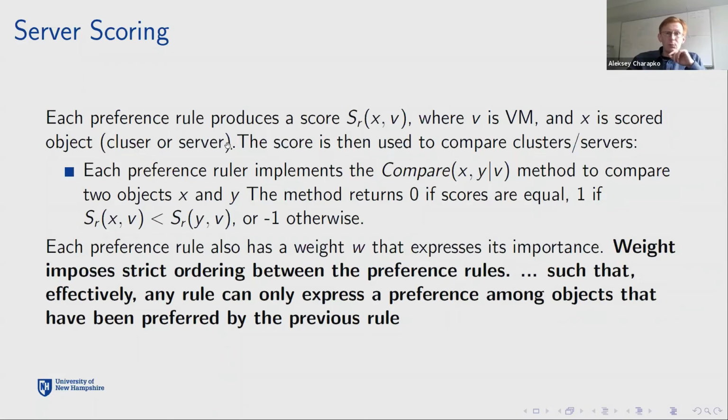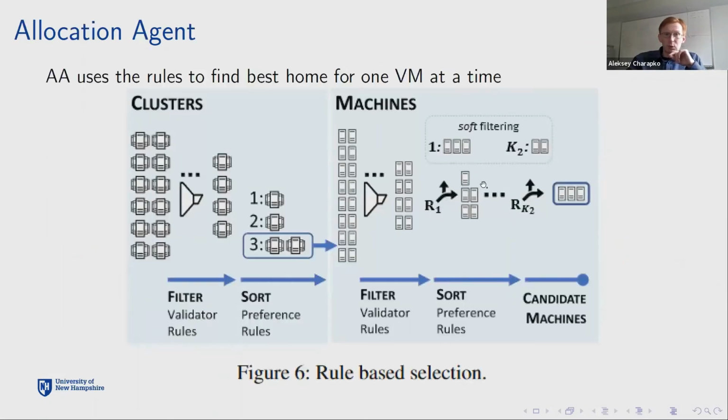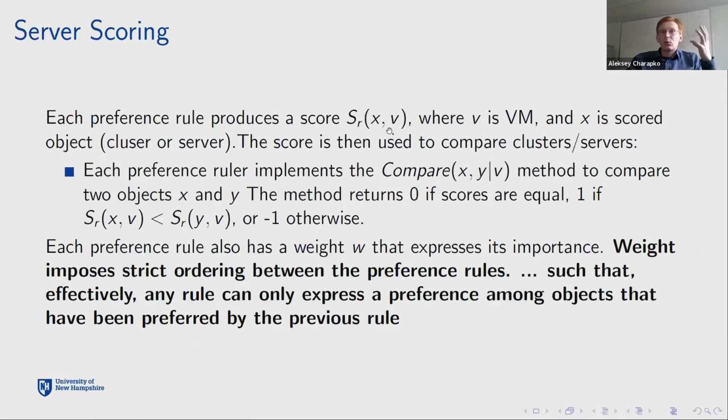So each preference rule, when we sort them out based on nice-to-have features, produces a score, right? So the score S_R for an object, let's say a machine or a cluster, and V is the VM. So given a particular VM, you create a score for this particular preference rule, right?